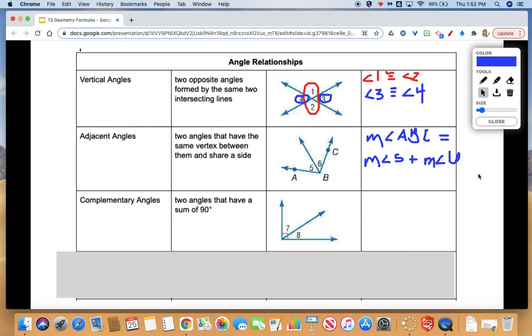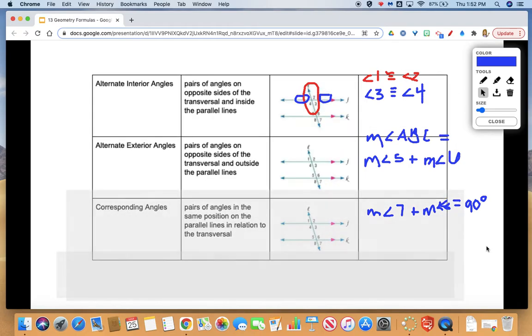Complementary angles are two angles that have a sum of 90 degrees. 7 and 8 are going to total to equal 90. Measure of angle 7 plus measure of angle 8 equals 90 degrees. So you can use that to help you. If you know one angle is worth 45 degrees, then you know the other angle must be 45 to get your total to 90.